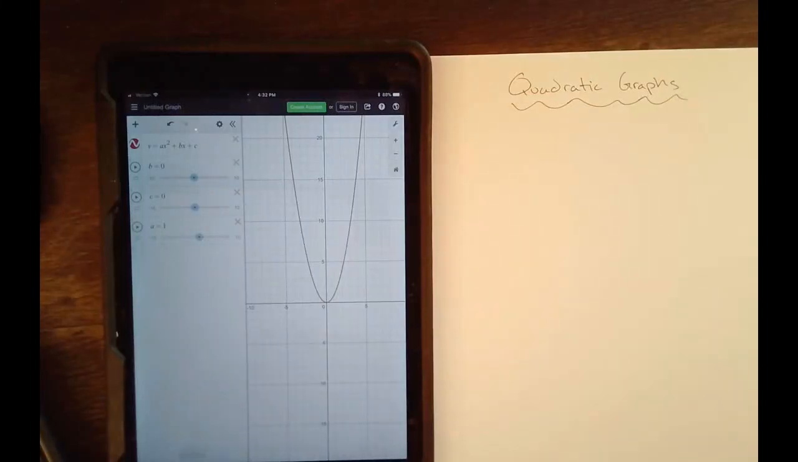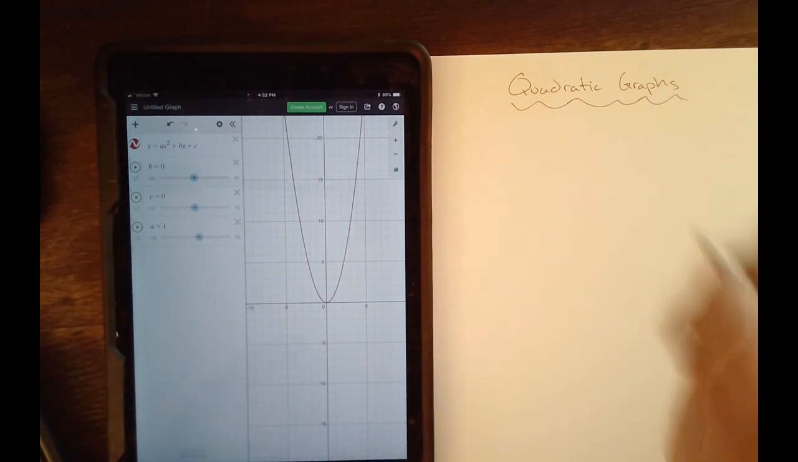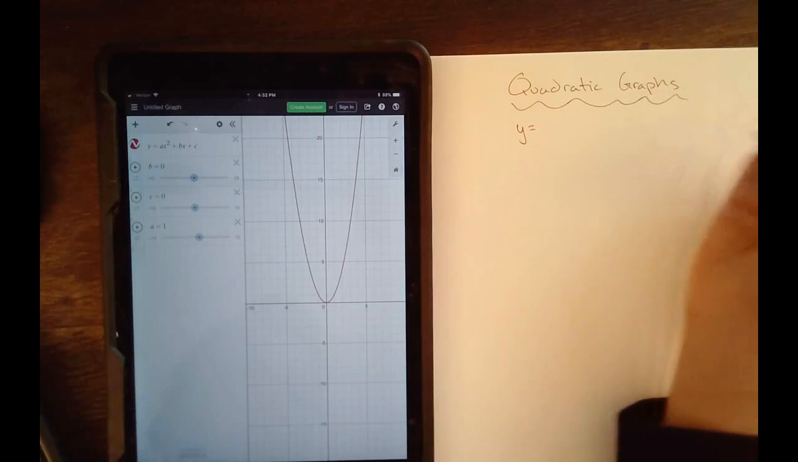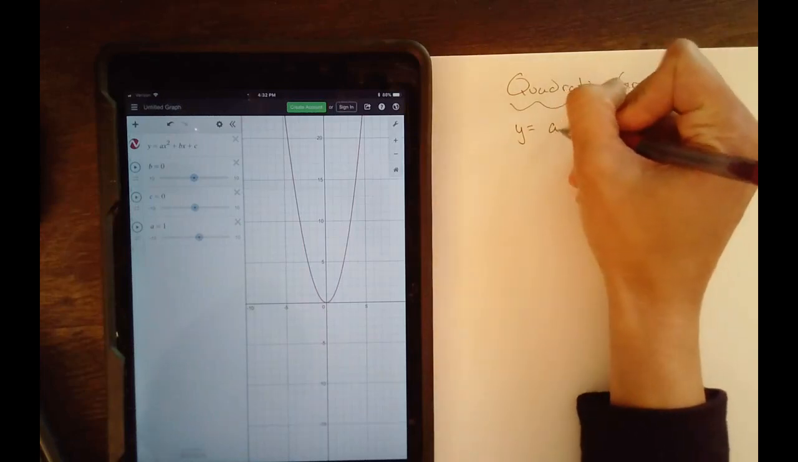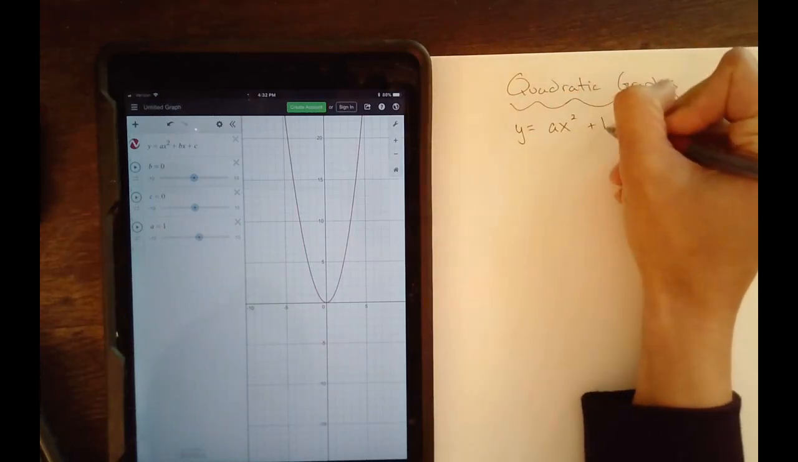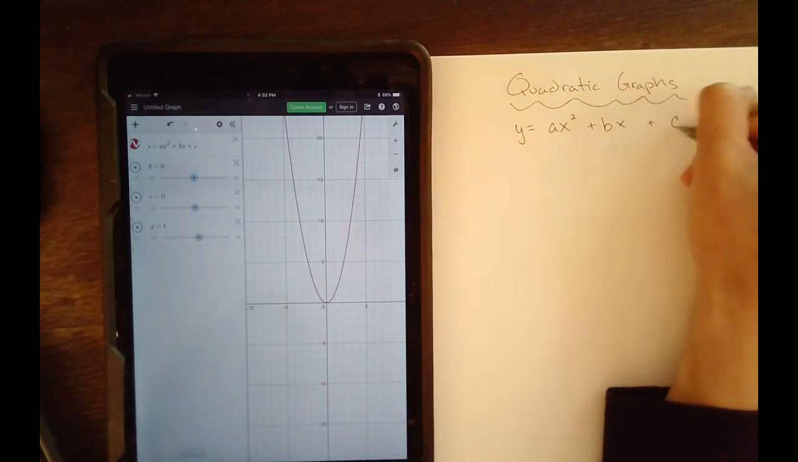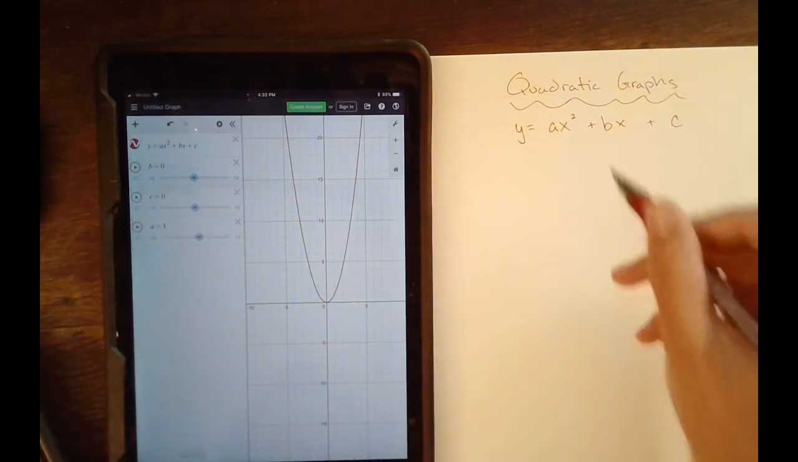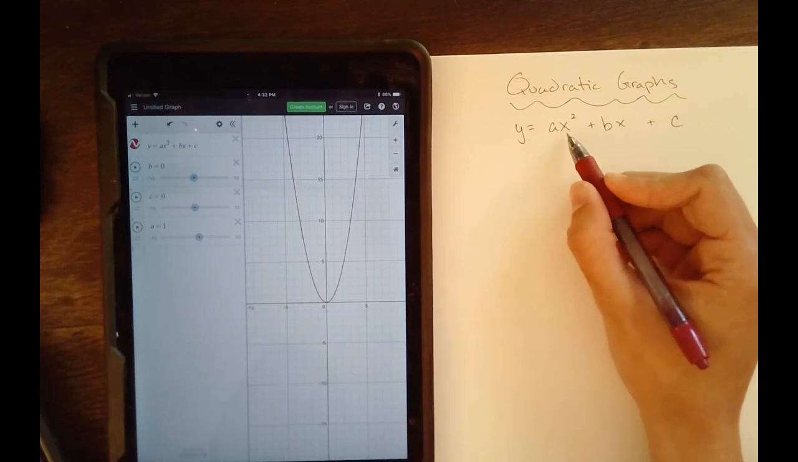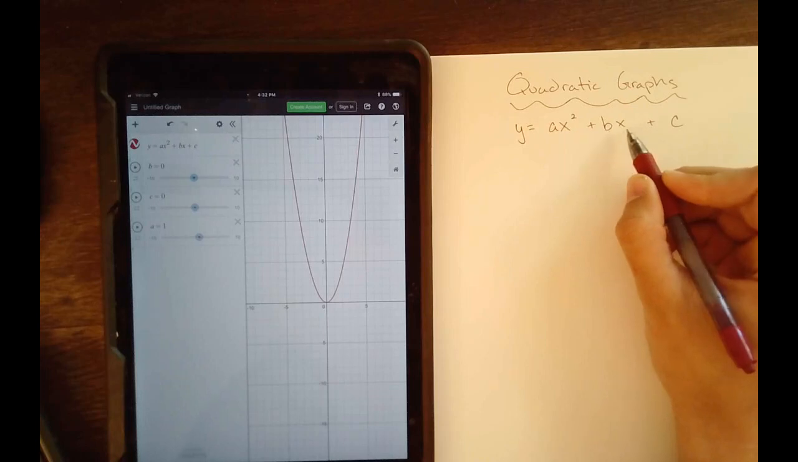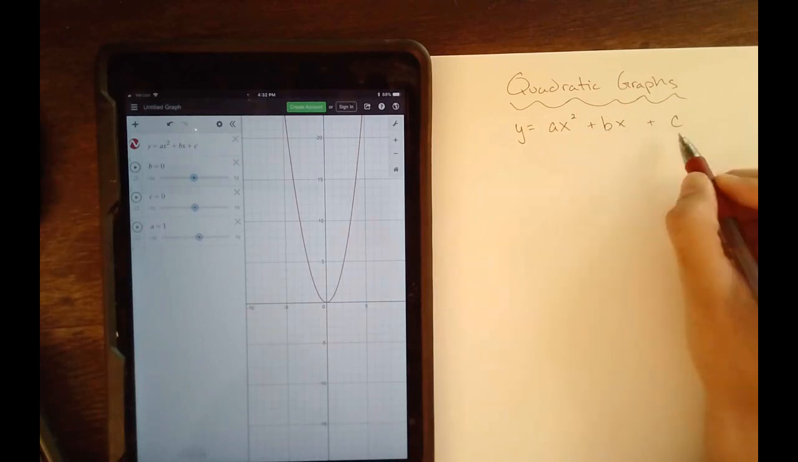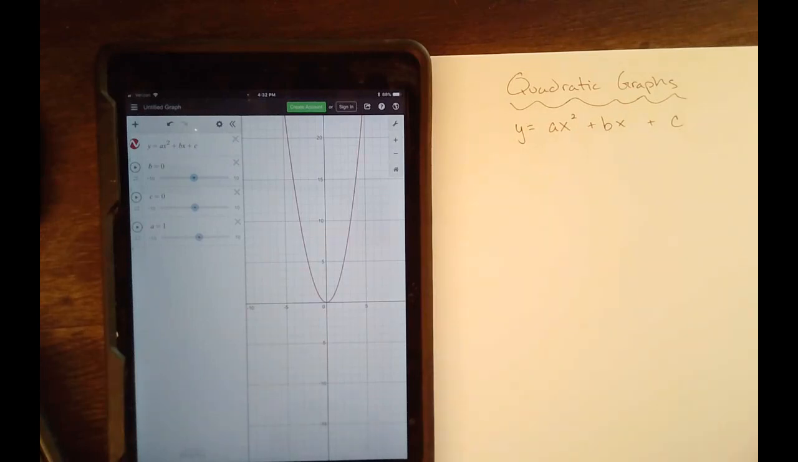Okay, so today we are going to talk a little bit about quadratic graphs and the different things that change when we're looking at it. So our standard form of a quadratic is going to be ax squared plus bx plus c. A is always going to be the term in front of the x squared. B is always going to be the term in front of just the x, and then c is always going to be the constant term.